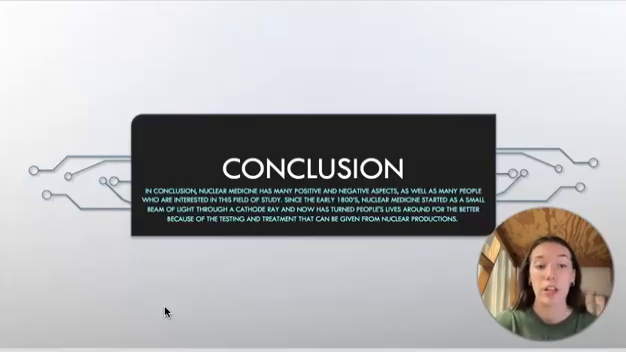And in conclusion, nuclear medicine has a positive and negative aspect, as well as many people who are interested in this field of study. There is a very high demand. Since the early 1800s, nuclear medicine started with a very small beam of light through a cathode ray, and now has turned people's lives around for the better because of the testing and treatment that has been given from nuclear productions.